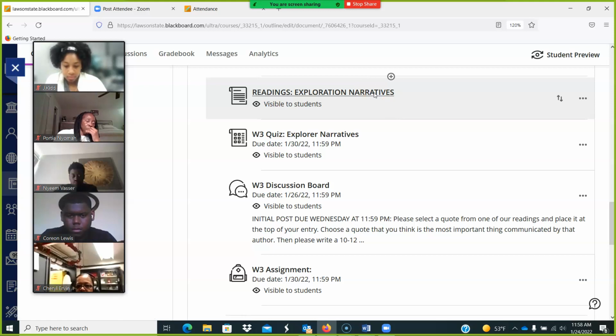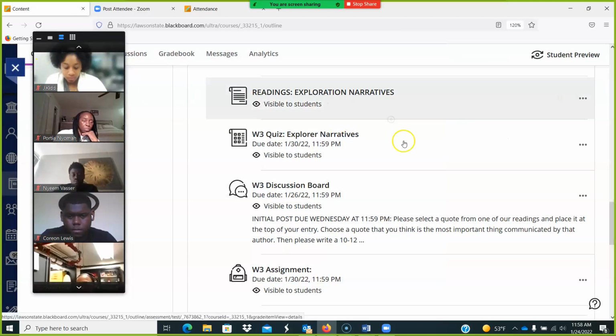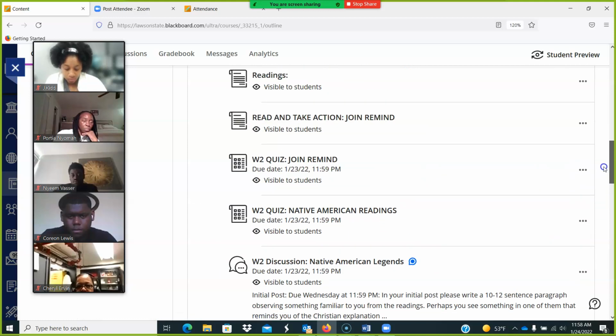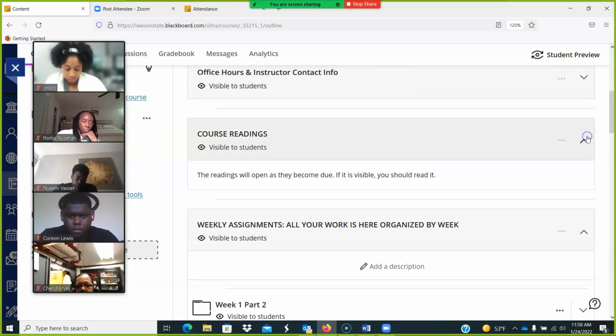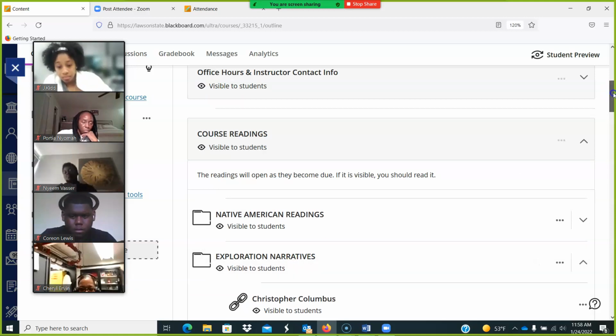Let's look at those exploration narratives. Where it says reading, I'm just making sure it says, please go to the course readings and read the 3 exploration narratives you find there. That's simple. It's just redirecting you up to course readings, okay? And these should be visible for you. So we have the exploration narratives here.